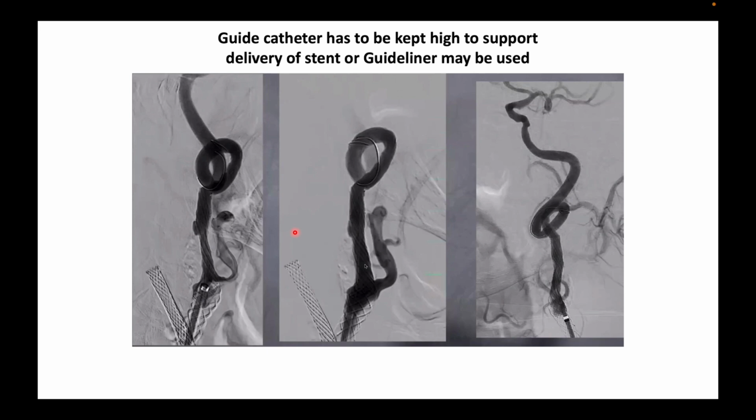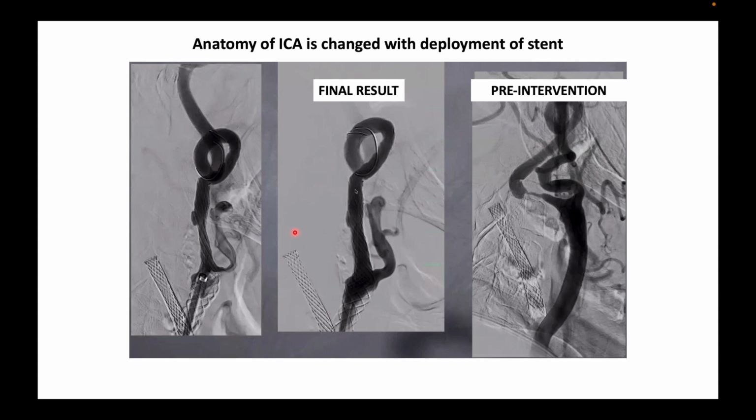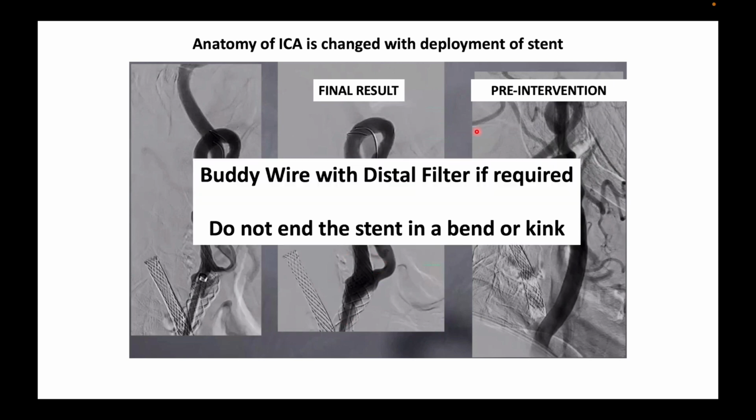And there was another case in which even a Sophia Plus was used, which is a 6 French aspiration catheter for stroke patients. So that's pre-intervention, and you can see how this whole bend is straightened up. What's important is that you never end the stent in a bend or kink. That's the same as being done in coronaries. You don't end your stent in a bend or a kink. You can even buddy wire with the distal filter if required.